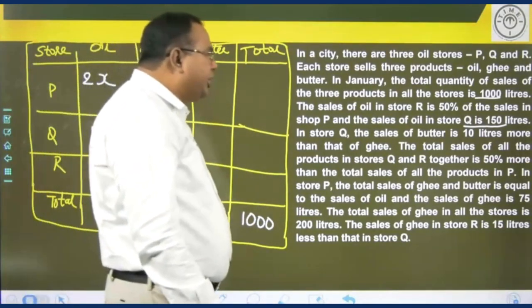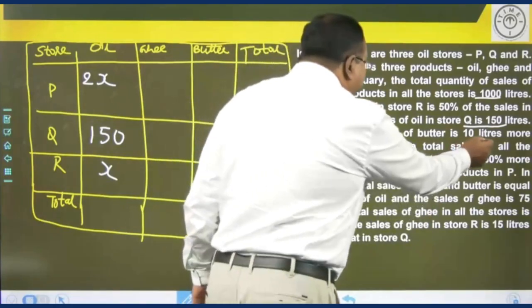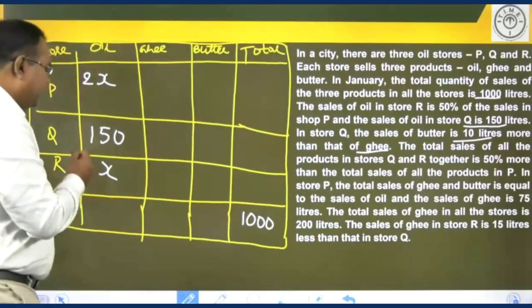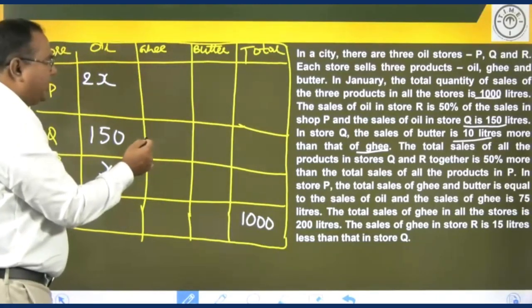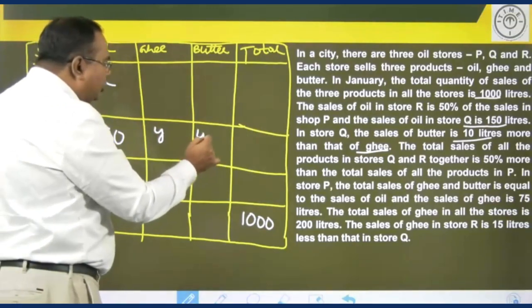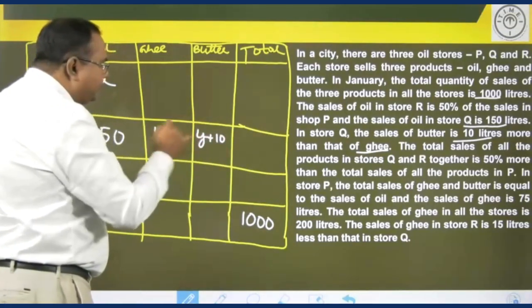Then store Q, sales of butter is 10 liters more than ghee. Store Q, this is Q, butter is 10 liters more than ghee. I don't know ghee here. If I take it as Y, butter is 10 liters more. So, it has to be Y plus 10. Fine.